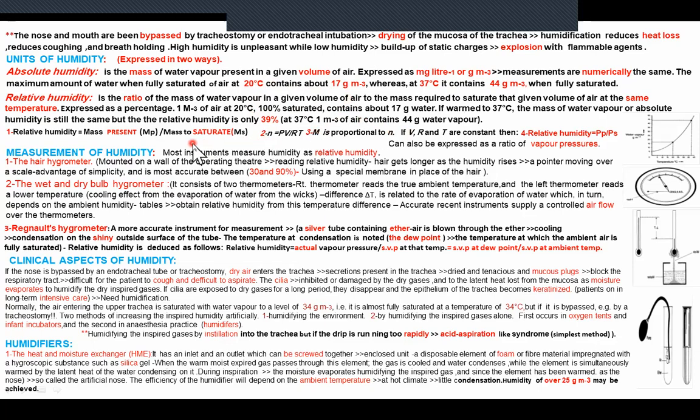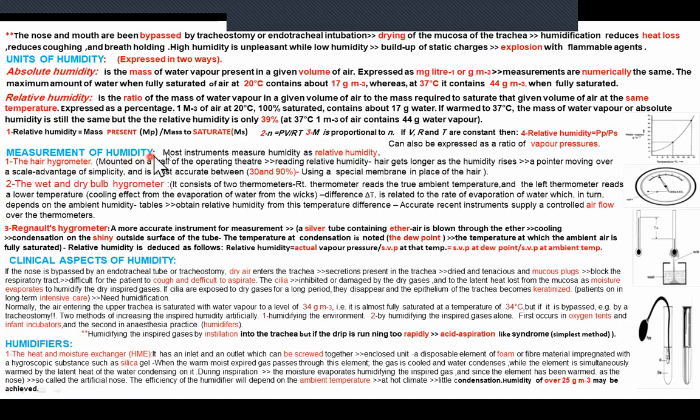So this relationship between mass and mass, simply by applying the general gas law, knowing that the number of molecules equals PV over RT, and the mass is proportional to the number of molecules. If V, R, and T are constant, then relative humidity will shift to be the partial pressure present over the partial pressure to saturate, instead of mass over mass. So we are going to express the units in partial pressure.